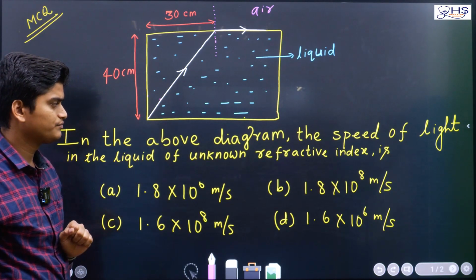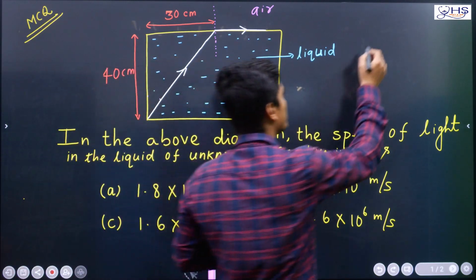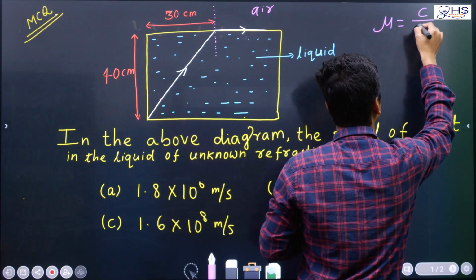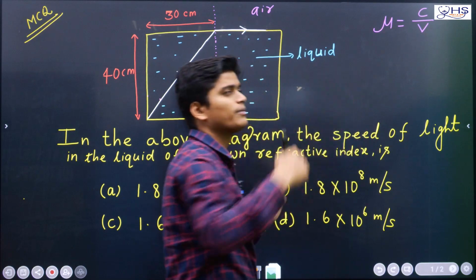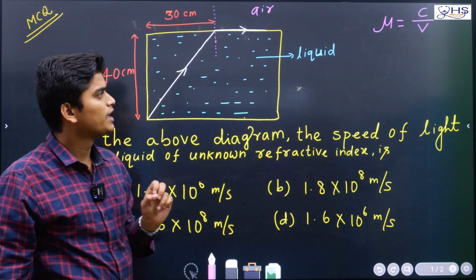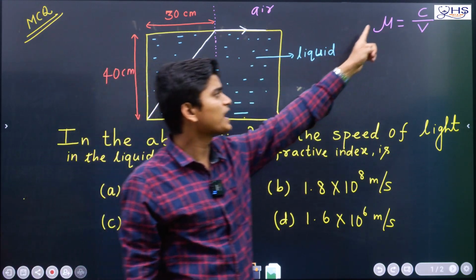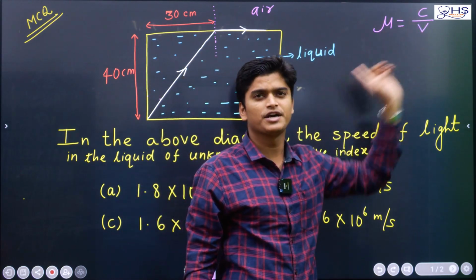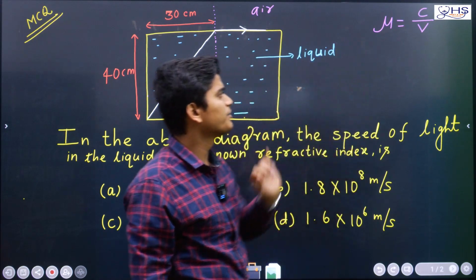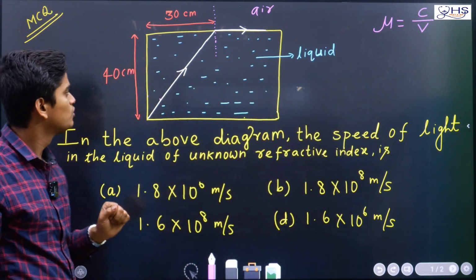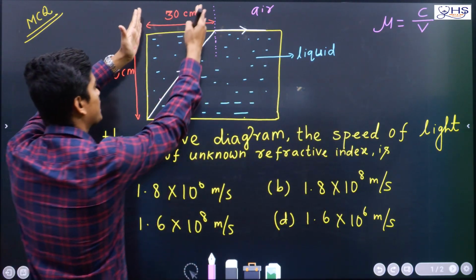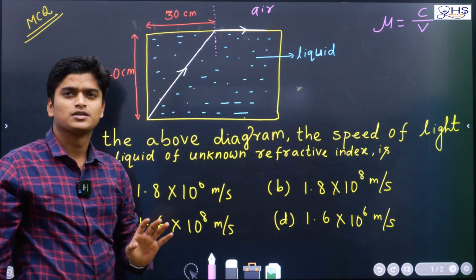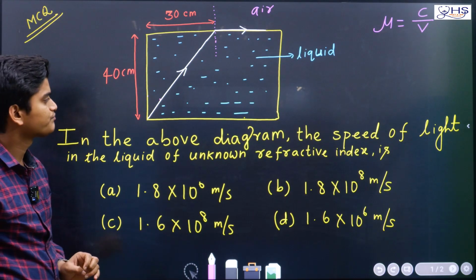The refractive index of this liquid medium is not given. Normally, the idea we have is that refractive index equals the speed of light in vacuum divided by the speed of light in a medium. If you know the refractive index of this medium, then you can find the speed equal to C by mu. But here you don't know the refractive index. Certain lengths are given in the diagram: here the length is 30 centimeter, here the length is 40 centimeter. From that you can find something about the refractive index.